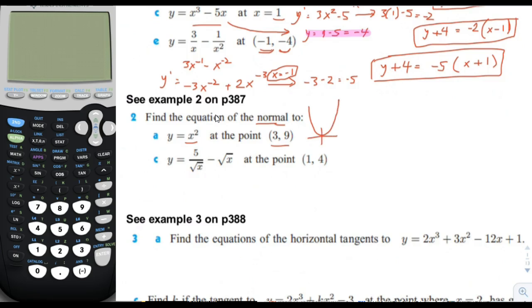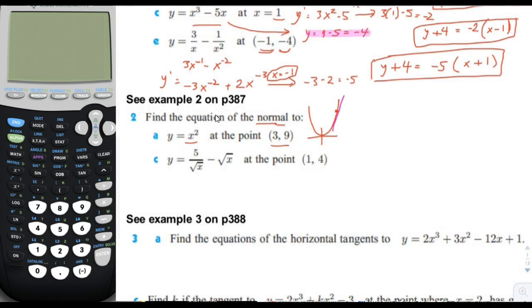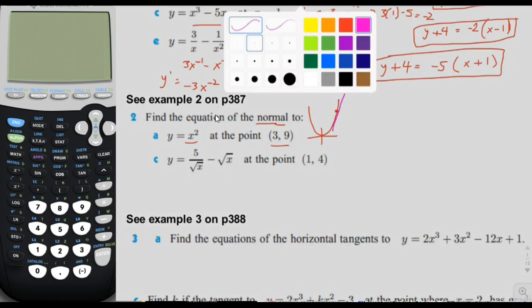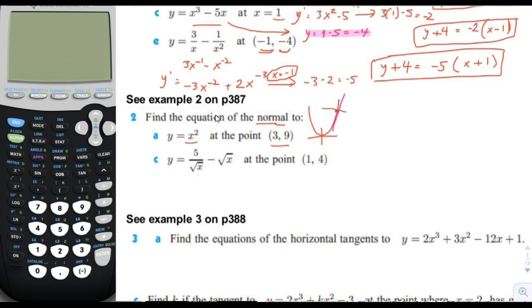y equals x squared looks like that, right? And 3, 9, let's say it's right there. And let's say you're going to draw the tangent. The tangent would look like that, right? It follows along the function. The normal, on the other hand, is a 90-degree angle to the pink line. So it would look kind of like that.